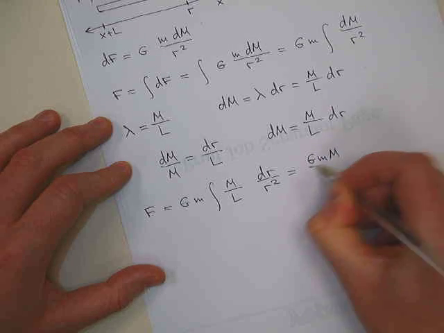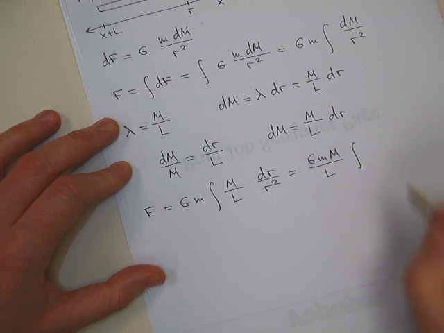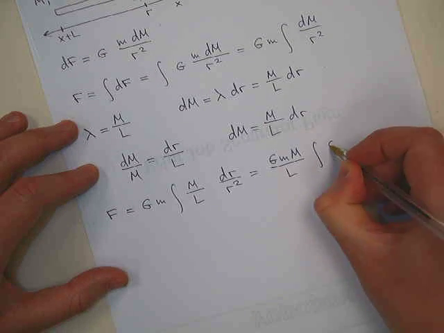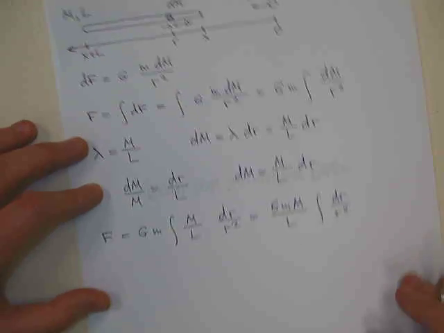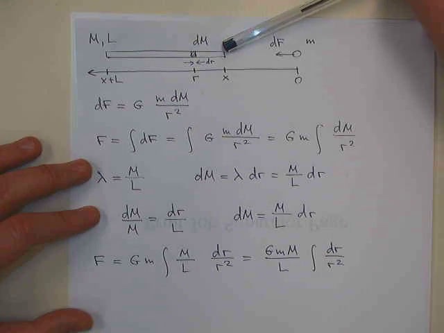G m, capital M over L. And the integral we actually need to compute is simply dr over r squared. Now the integration limits can be read directly from the picture.